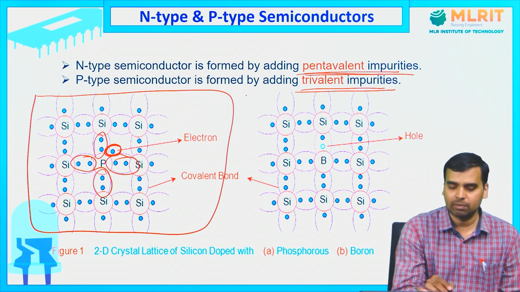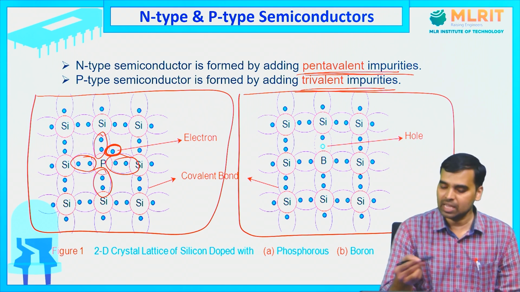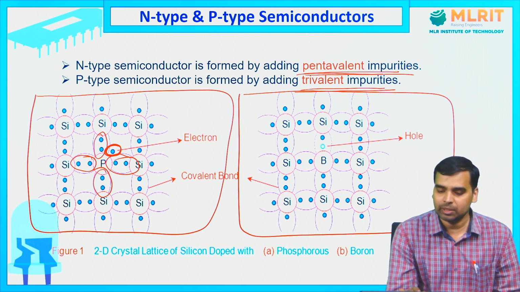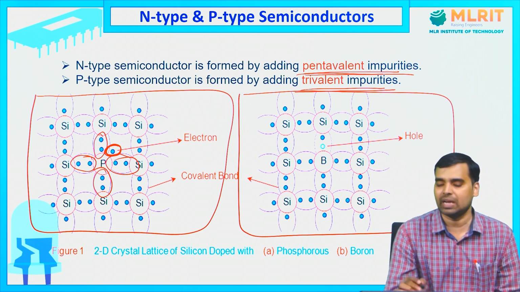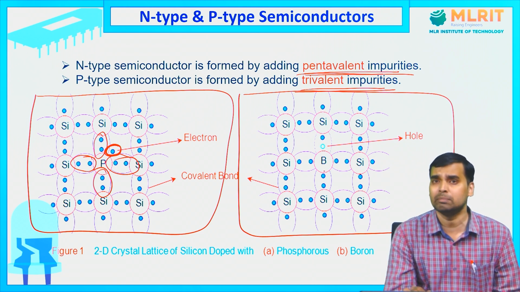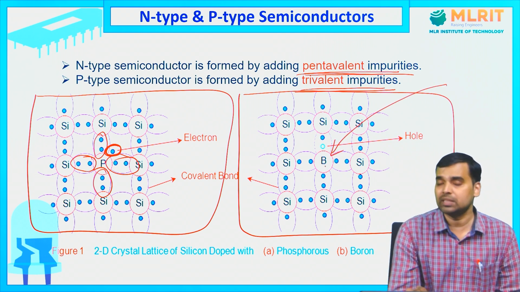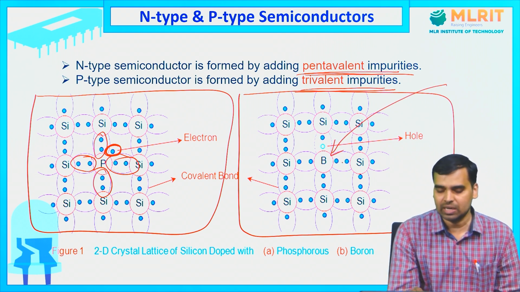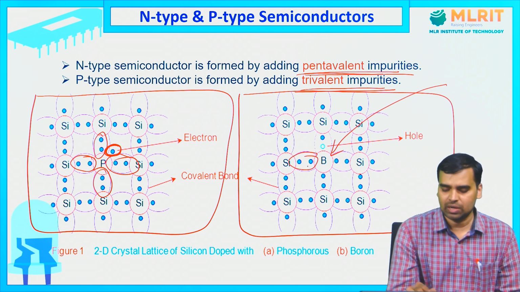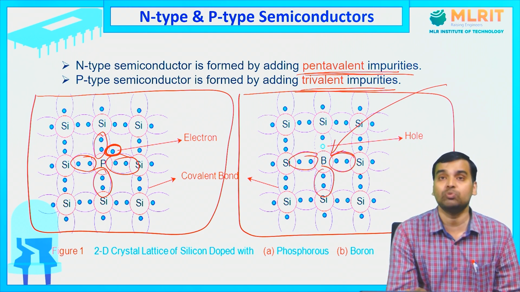Now, the right side image is for the P-type semiconductor. In a similar way, we add trivalent impurities to the pure semiconductor. Trivalent impurities means boron, aluminum, gallium, indium, thallium, third group elements. For example, here I added boron. Boron is a third group element, which has 3 valence electrons, so those 3 valence electrons will be involved in covalent bonding. In order to get stability, that atom needs one more electron.